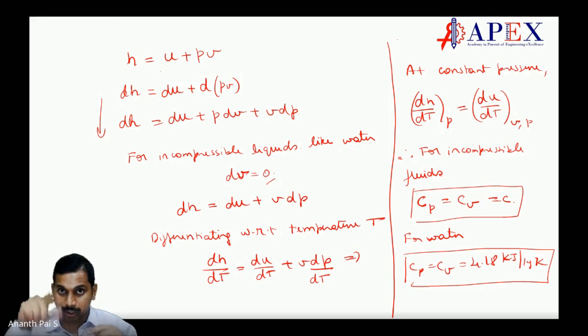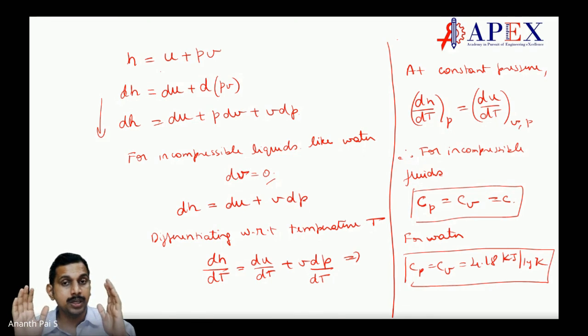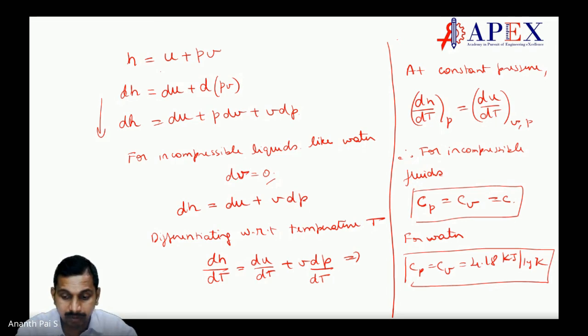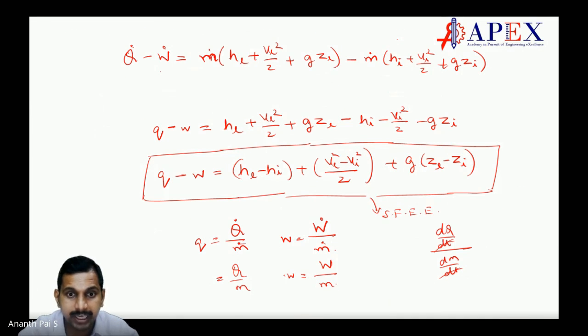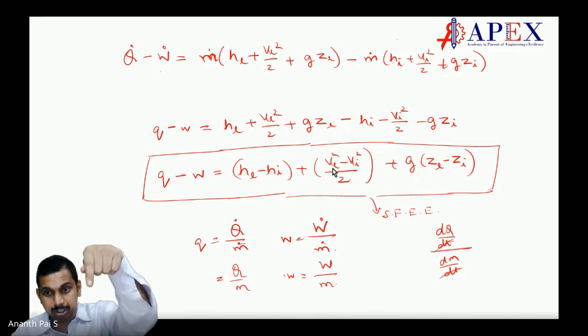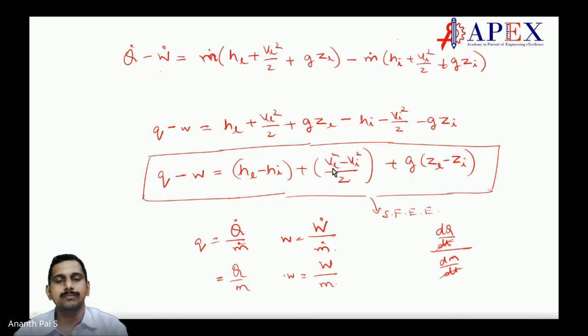In our SFE, we take h here, hE and hI. It is per unit mass. It is control mass there. We are not taking hE and hI for the control volume. For the control volume, this whole thing is applicable, correct? But hE is for control mass, vE is for control mass, the velocity of a small mass which is going out, and zE of that mass. Make sense?